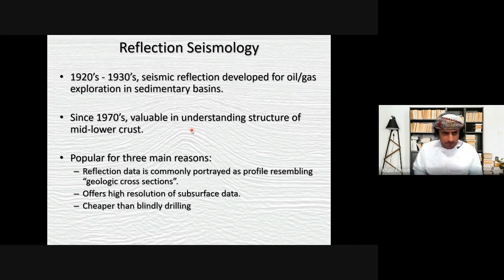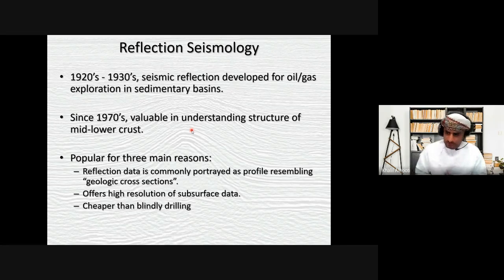And it's very important too, because if you want to do a survey for the oil industry using the seismic reflection technique, your expenditure might be $15 million or $10 million for a big area, let's say 20 by 20 kilometer square.